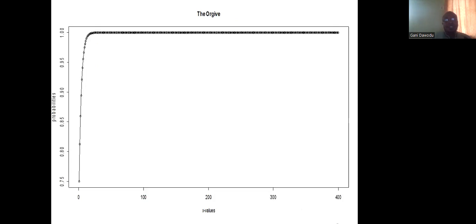Okay, this is the ogive, asymptotic to the line 1. That's just the ogive. Again, I stopped at 400 because there's no point in extending it when it will just be a line going.